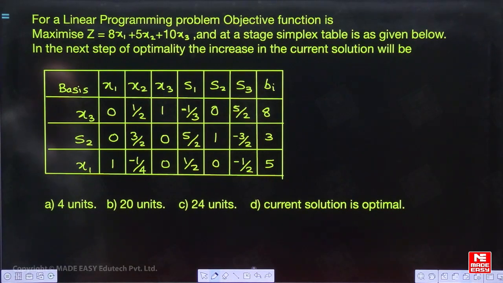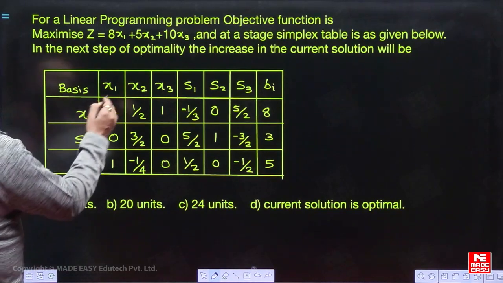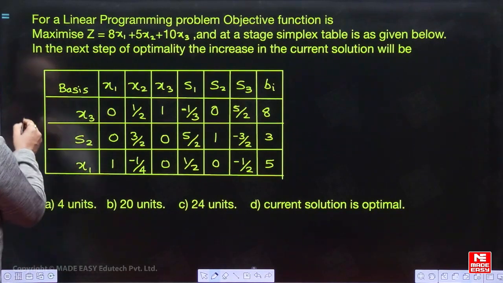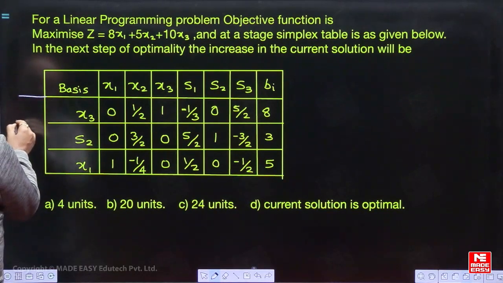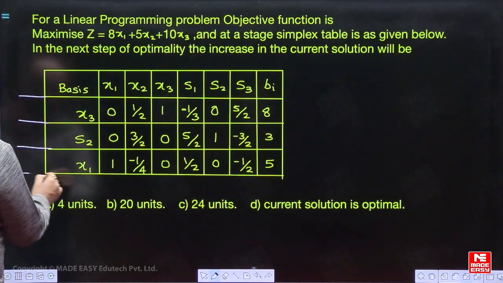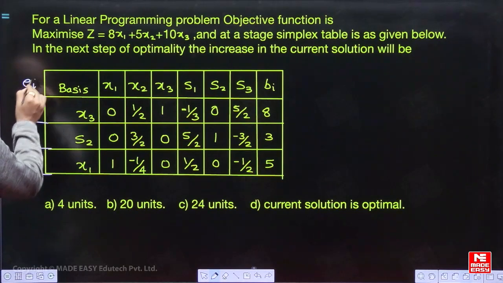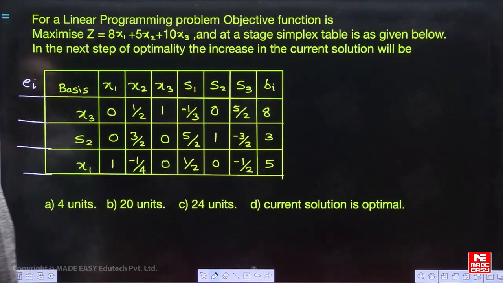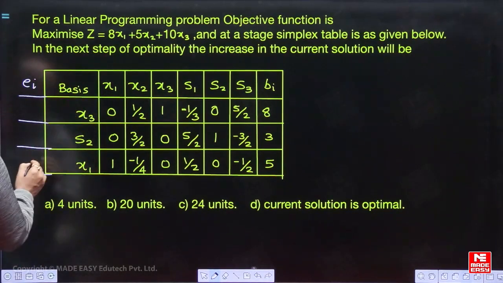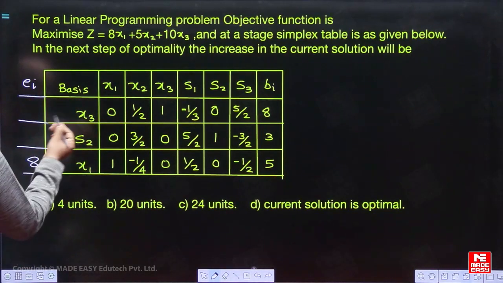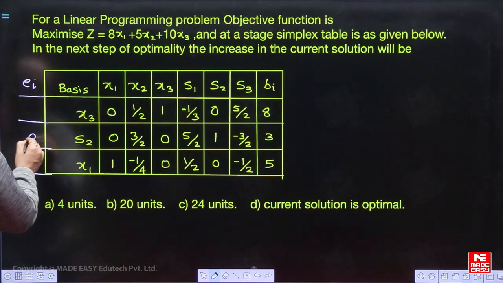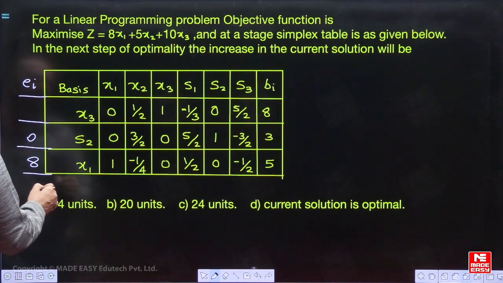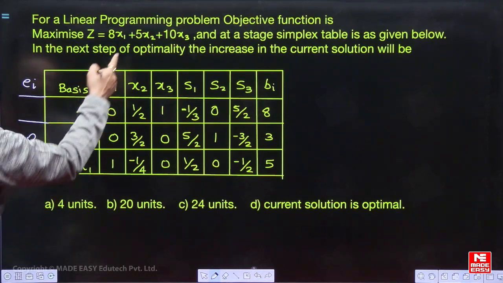So see, first of all, the same simplex table we have to perform optimality, and for optimality what we have to do, we have to first of all replacement ratio column x3 profit quotient. We will make one column for EI. Now whatever the variables are in the basis, their profit quotient are kept here. X1 profit quotient is 8, S2 is will be of course 0, slack variable, and for x3 it is 10.